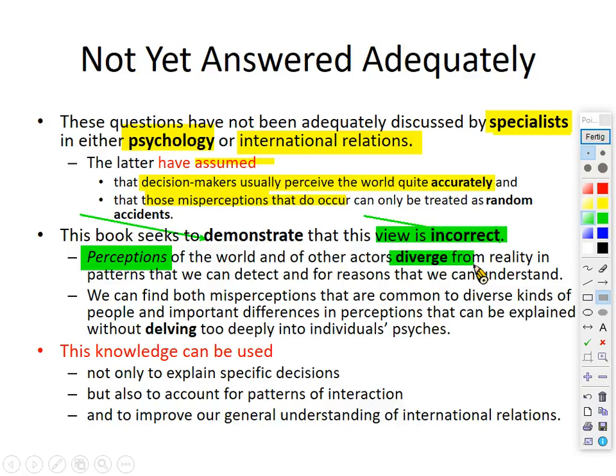No, you don't need to do this. It's so plain easy, right? So this knowledge referred to the understanding between the reality and the perception. There are many, many differences. So this kind of understanding about the differences between reality and the perceptions not only helps us to explain specific decisions, but also to account for patterns of interaction.